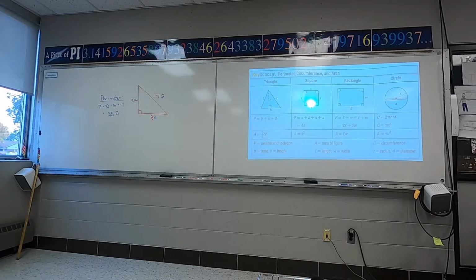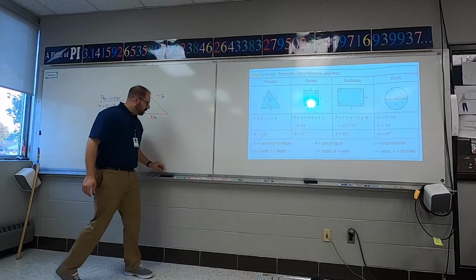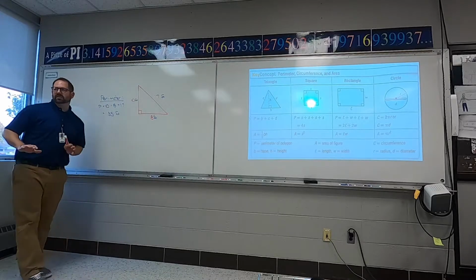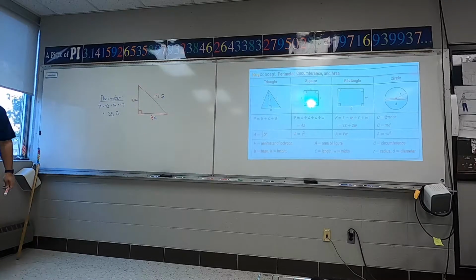That's it. That's all you have to do. Questions with perimeter? It's the easiest thing in the world. Just add. We probably did that in elementary days. Now, let's talk about area. So, again, unfortunately this is not a right triangle, but we'll just assume it is. How do you find area?